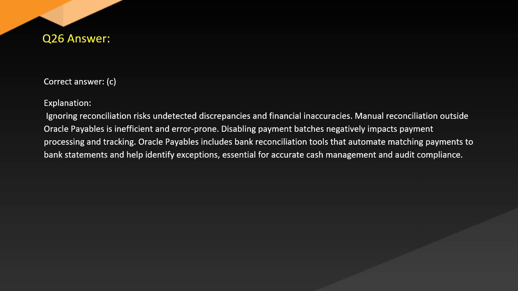Answer. Correct answer. C. Explanation. Ignoring reconciliation risks undetected discrepancies and financial inaccuracies. Manual reconciliation outside Oracle Payables is inefficient and error-prone. Disabling payment batches negatively impacts payment processing and tracking. Oracle Payables includes bank reconciliation tools that automate matching payments to bank statements and help identify exceptions, essential for accurate cash management and audit compliance.